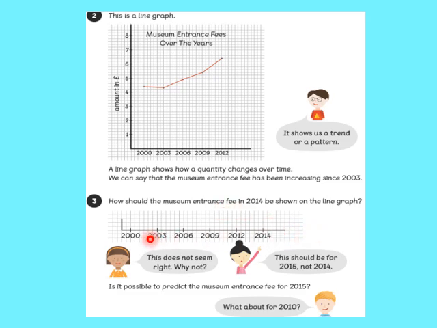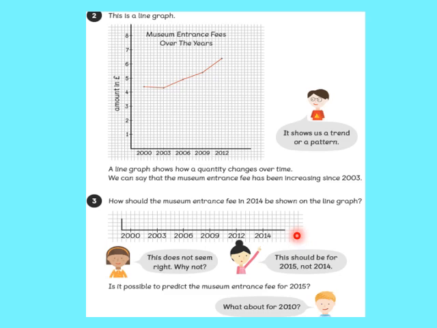That's the line along the bottom. It says 2000, 2003, 2006, 2009, 2012 and 2014. Amira says, this doesn't seem right. Why not? And Ruby says, this should be for 2015, not 2014.